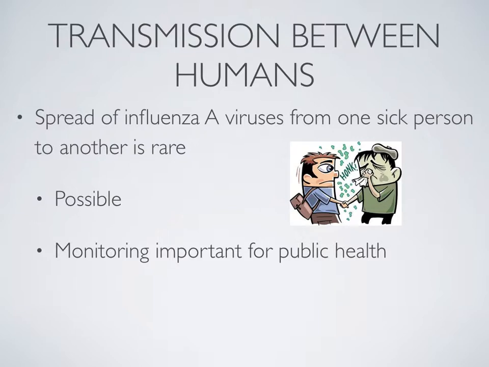The spread of avian influenza A viruses from one ill person to another has been reported very rarely, and has been limited, inefficient, and not sustained. However, because of the possibility that avian influenza A viruses could change and gain the ability to spread easily between people, monitoring for human infection and person-to-person transmission is extremely important for public health.